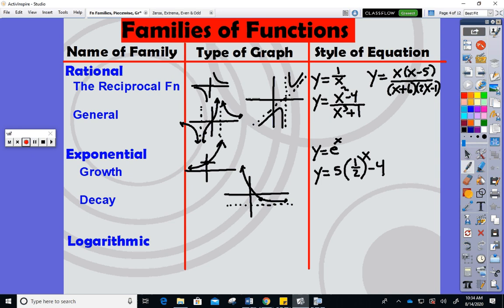So another equation might be y equals negative 4 times 3 to the 2x plus 1 power plus 6. Those are all exponential functions where you see the x's in the exponents, okay? And you see the bases are e and then 1/2 and then 3. So your bases are always a positive number.